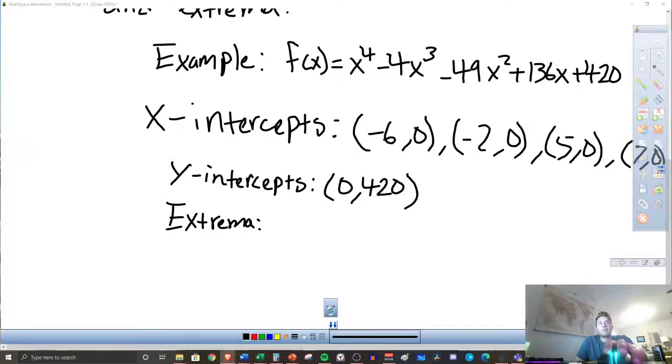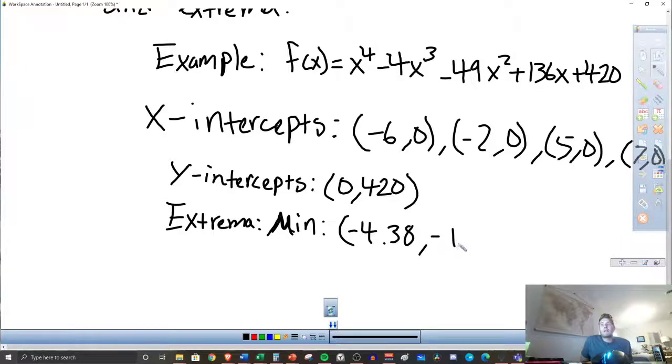So I would write that down. I'm going to move this over for a second. I would write that down as this. An extrema would be, we're going to say a minimum, going to be at x = -4.38, and I'll round that, and then the y value is -411.